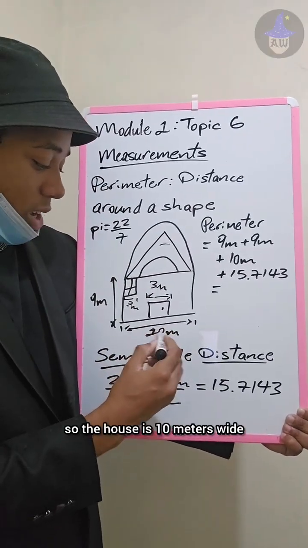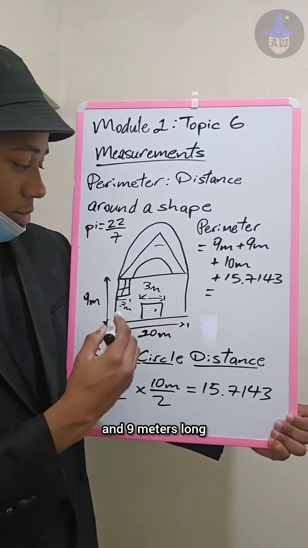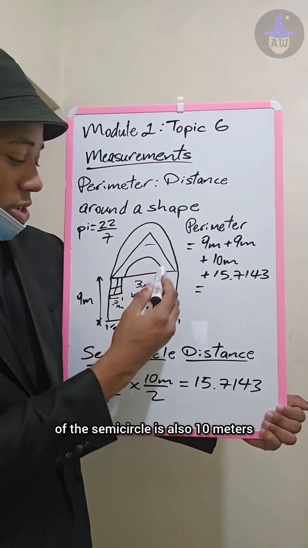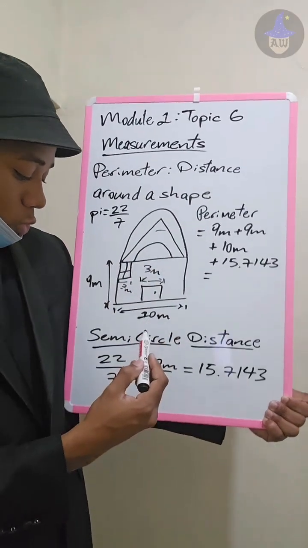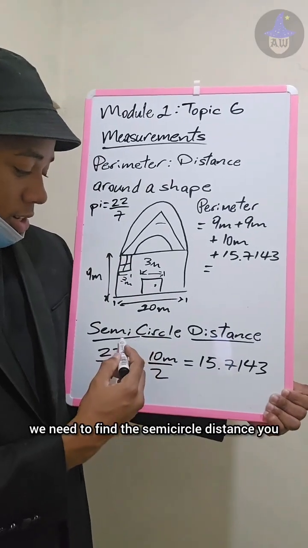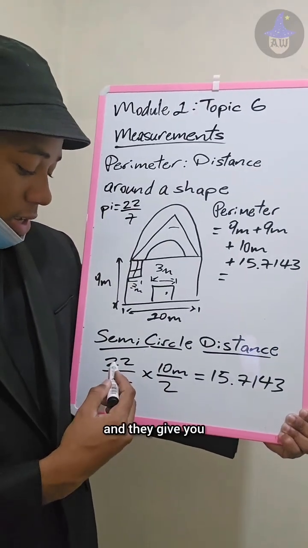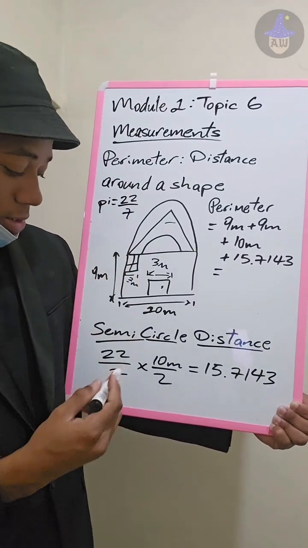So the house is 10 meters wide and 9 meters long. And we have this semicircle. The diameter of the semicircle is also 10 meters. So we need to find the semicircle distance. You always have to calculate this. And they give you pi being a value like 22/7.